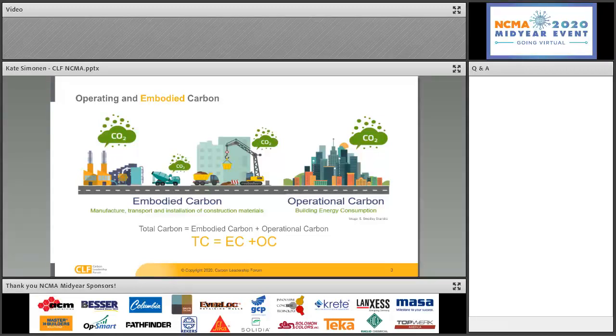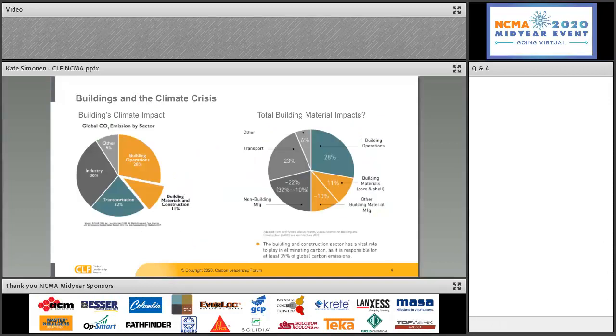So at the Carbon Leadership Forum, we are recognizing that there has been a lack of awareness in the building sector related to material impacts and the need of resources to be able to address them. And this is all driven by the recognition that buildings are a significant contributor to the global climate crisis. Here on the pie chart on the left, building operations are somewhere around 30% of total greenhouse gas emissions.